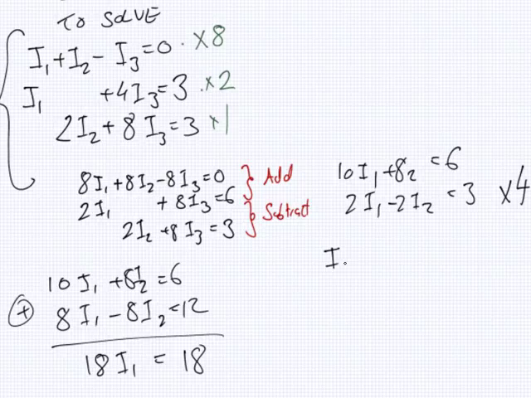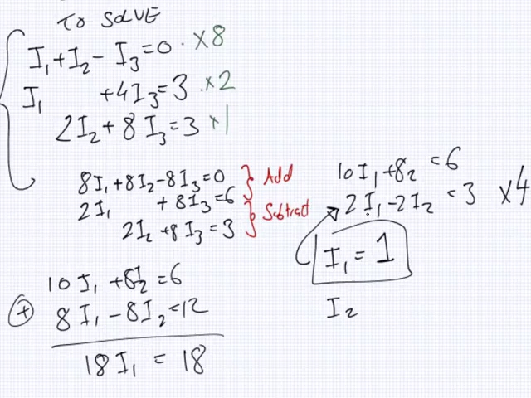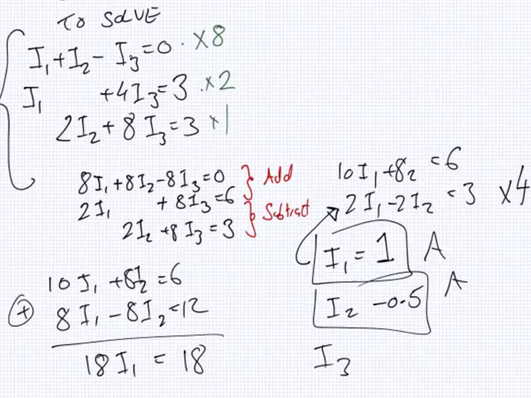Now that I have i1, I can put that in here and I can get i2. So i2 will be, let me see, 2 minus 3 is minus 1, minus 1/2. Now minus is okay, I'll explain why in a moment. And finally, to get I3, I3 would just be I1 plus I2. I1 plus I2, 0.5 amps.